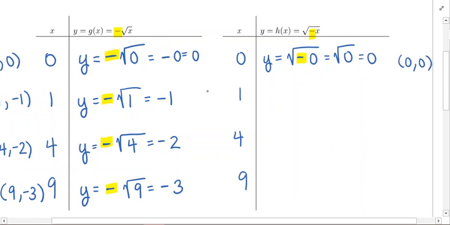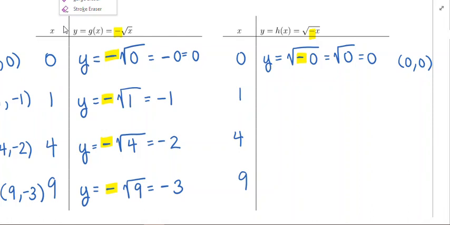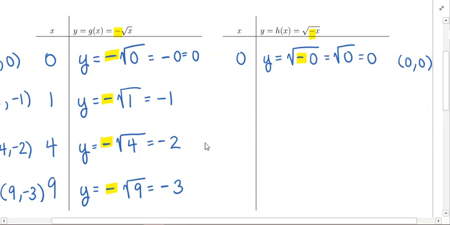Then we move on to x equals 1. I actually forgot, I meant to put all of this in a different color. So hold on, I will change the rest of these after. I'll do this one in green.